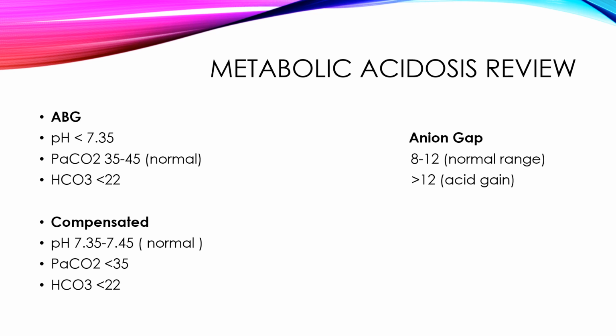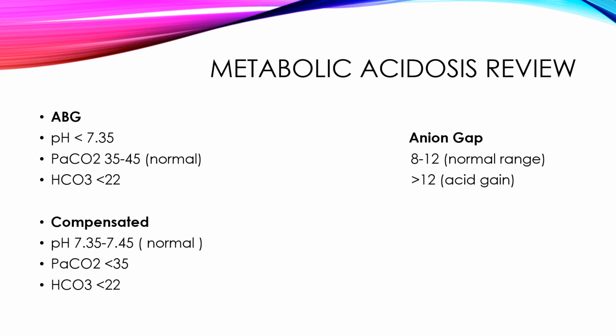So in metabolic acidosis, the pH will be low. So it's going to be less than 7.35. Our PCO2 is going to be within normal range because it's not a respiratory issue, it's a metabolic issue. So respiratory will be within that normal range. And then our bicarb is going to be low as well. So it's going to be less than 22.